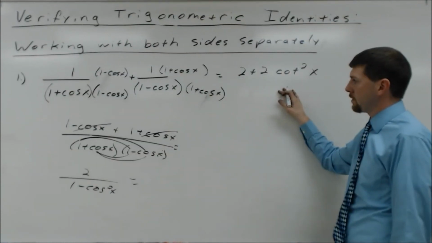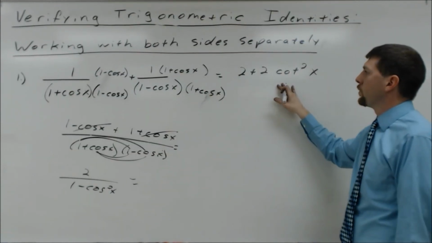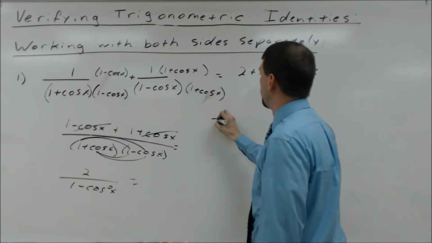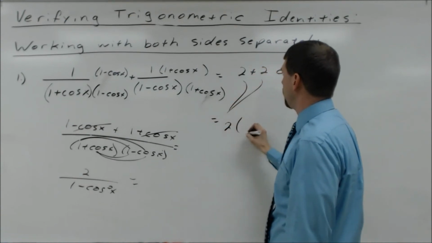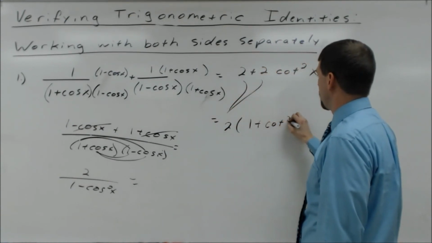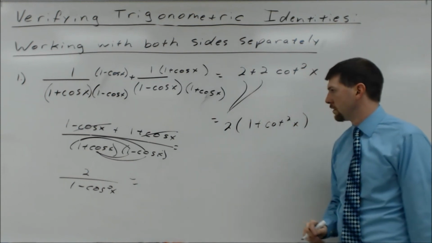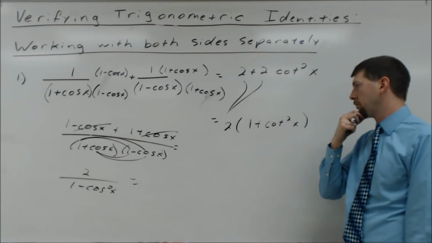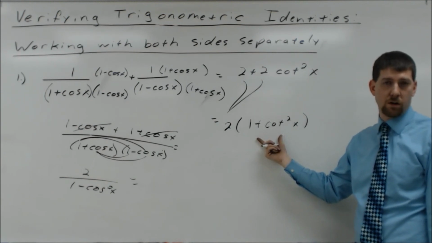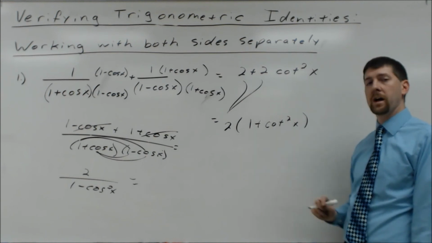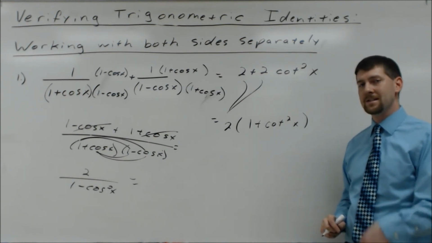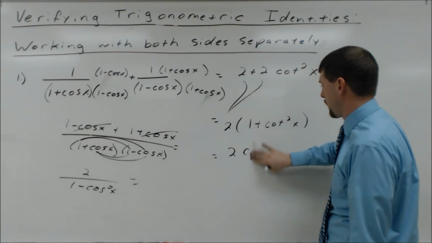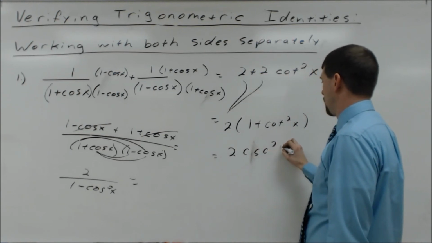Now if I look over here on the right-hand side, we can simplify this one down using our factoring, right? There's a common factor of 2. So if I pull a 2 out, I'm left with 1 plus cotangent squared of x. Now, that doesn't really do much for me, but cotangent squared, based on our Pythagorean identities, if we go back and look, 1 plus cotangent squared is cosecant squared, which is a nice, easy relationship.